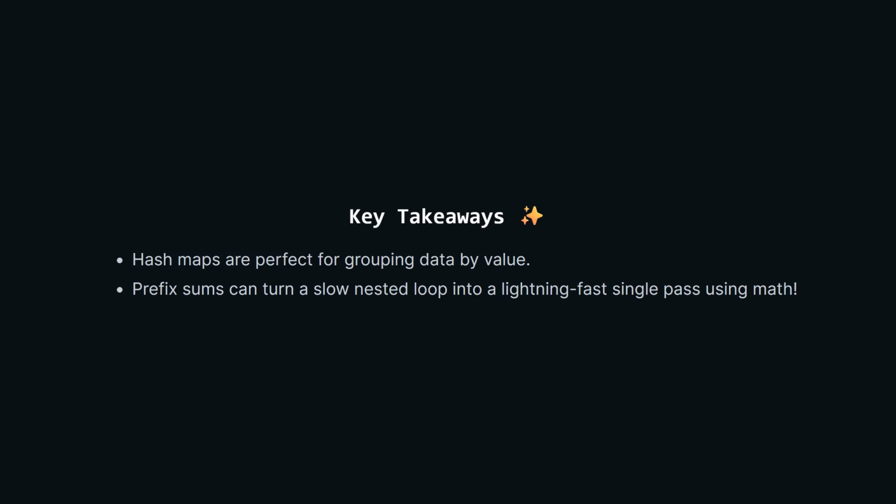So let's wrap it up. The main lessons from this problem are that hash maps are incredibly powerful for grouping data together quickly. And whenever you find yourself trying to calculate a bunch of combinations or distances in an array, see if a running prefix sum can do the heavy lifting for you.